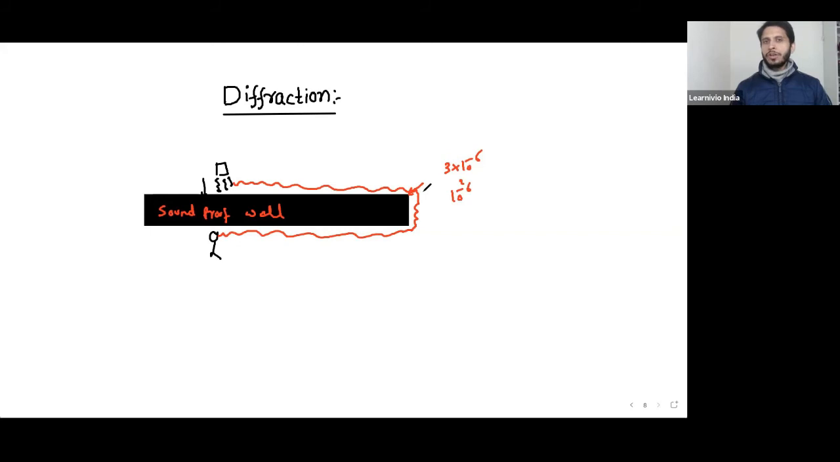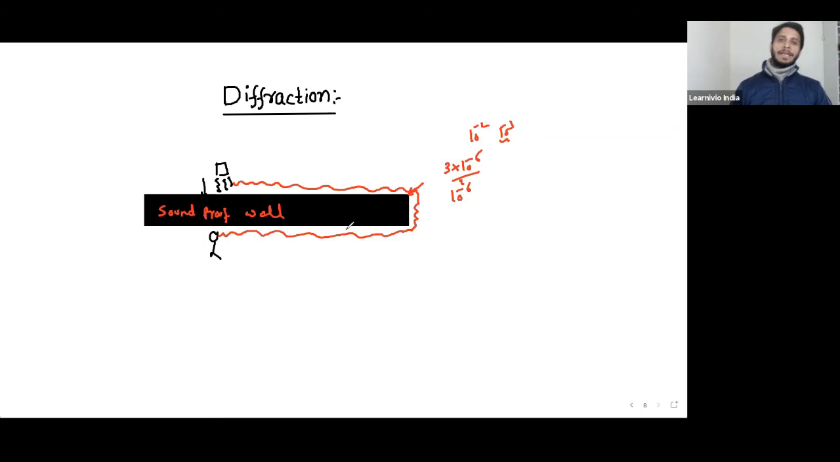So sound waves, this is very common because the wavelength of sound waves is pretty large. It's 10 raised to the power minus 2 or 10 raised to the power minus 3. You can easily get corners of this size. Usually the size of these corners is of the order of the wavelength of the sound. So these corners can bend sound waves. This diffraction in sound waves is very common.